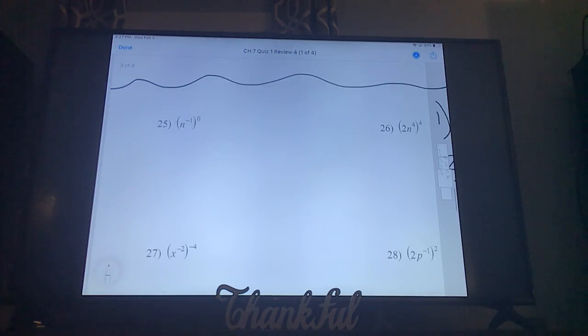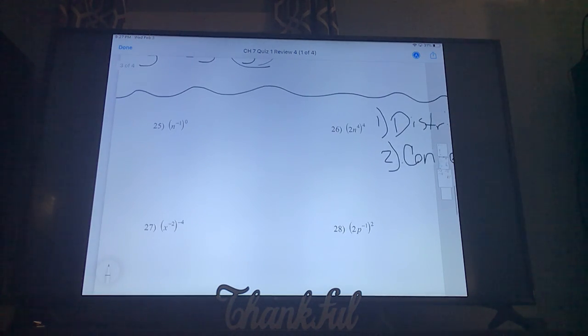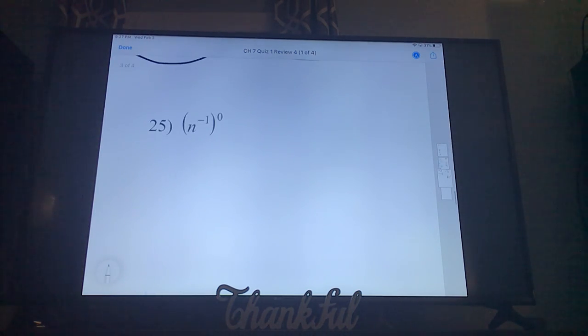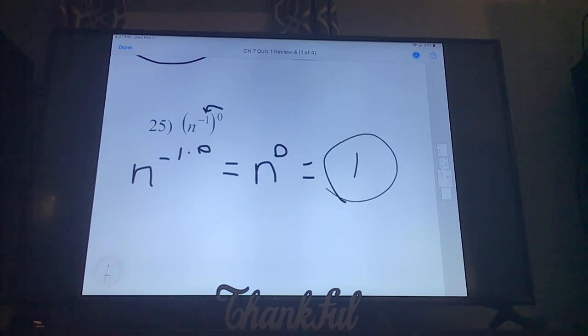Okay, so this says distribute and then convert, but depending on the problem, there's going to be some steps in between. But the distributing is always, so we got to distribute. So you're going to have n to the negative 1 times 0. Negative 1 times 0 is just 0. What is anything to the 0 power? It's 1. And in this one, you can't really say it cancels, because then you're going to be left with nothing, and people are going to think it's 0 when it's really 1.